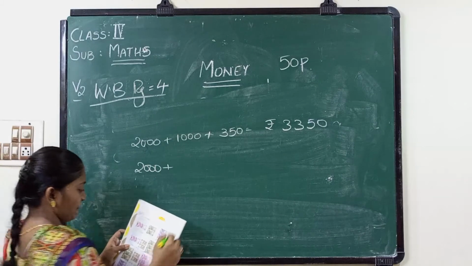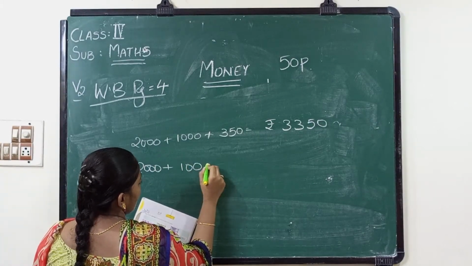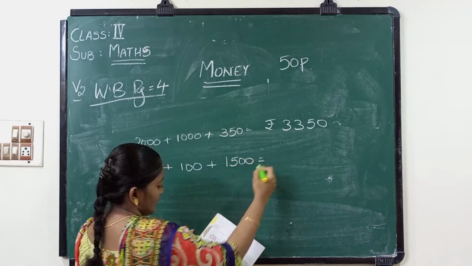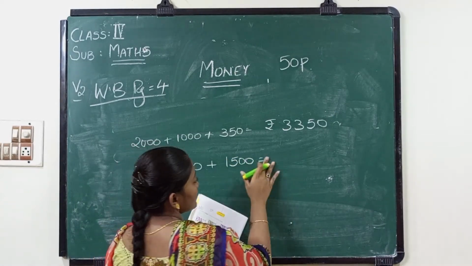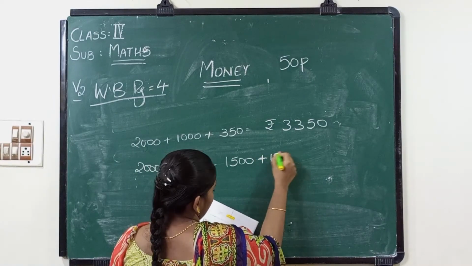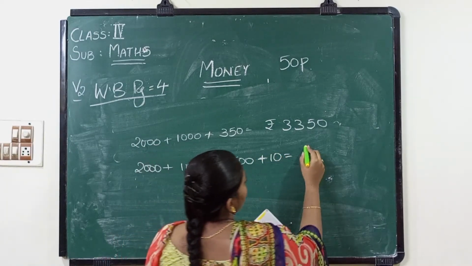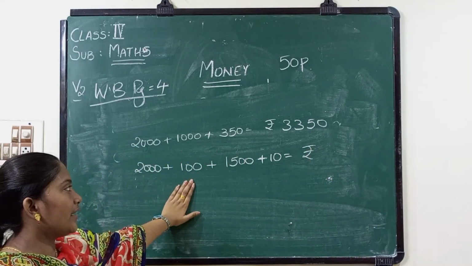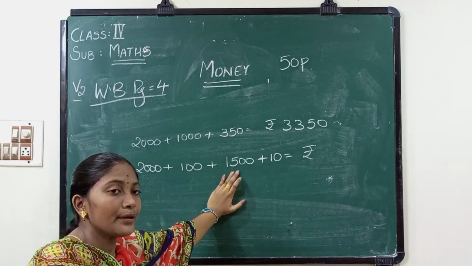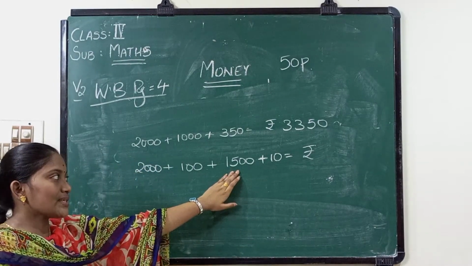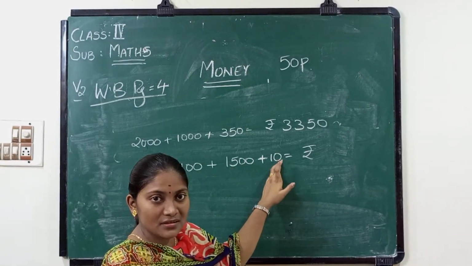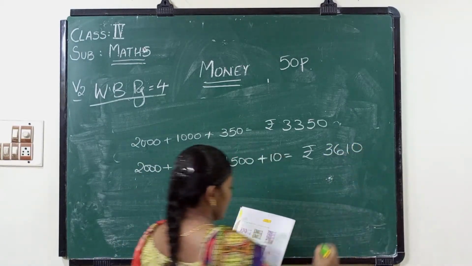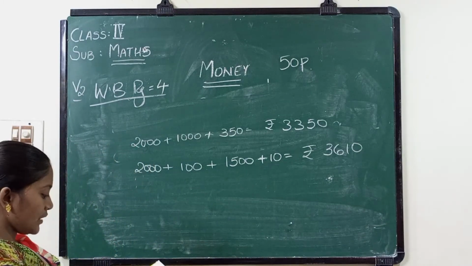Next one. 2000 plus 100 plus 1500, and again a 10 rupee coin is there. 2000 plus 100 is 2100. 2100 plus 1500 is 3600. 3600 plus 10 rupees. 3610 rupees.